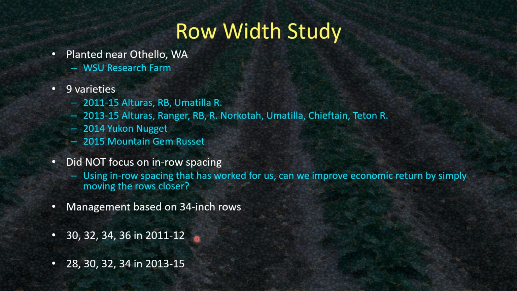So from 2011 to 2012, we looked at 30 to 36 inch rows with 2-inch increments in between. We found out that 36 was indeed too wide for the Columbia Basin, and we're glad that we're not planting on 36s. So we adjusted that to add 28 inches in 2013 and 15. Today I'm going to show you data primarily from 2013 through 15, where we looked at 28, 30, 32, and 34 inch rows.